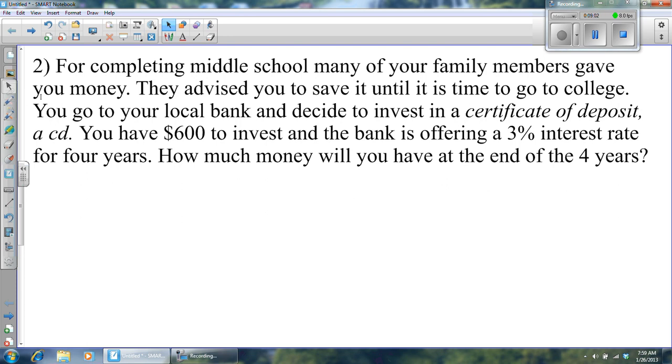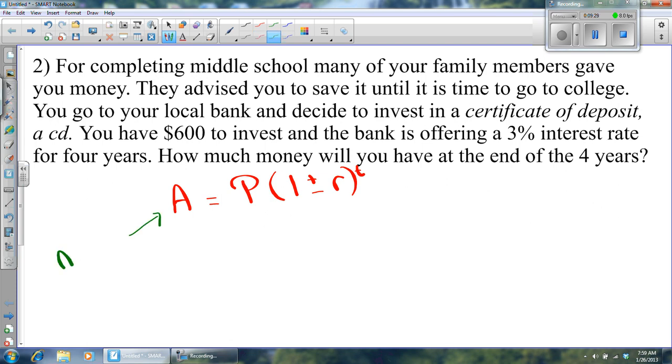Well, to solve this one, we're going to use a formula, and the formula looks like this. It's A equals P times the quantity of 1 plus or minus R, and we're going to raise that to the power of T. That exponent makes it an exponential function. Now, what is all this? Well, A is the amount that you have after T years. The T is the time in years. The R is the interest rate.